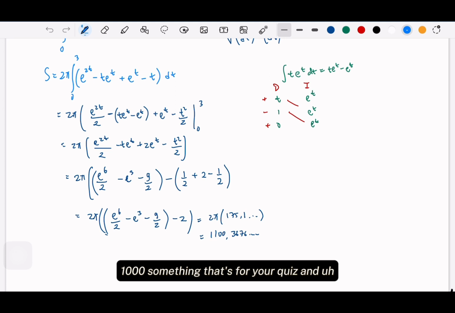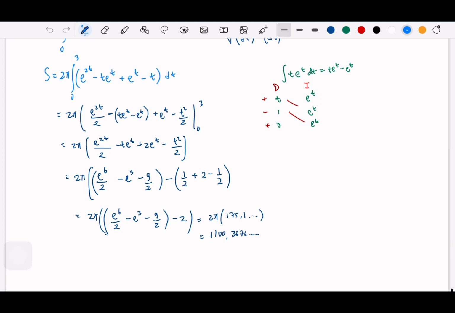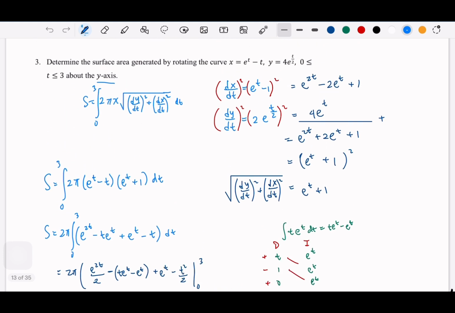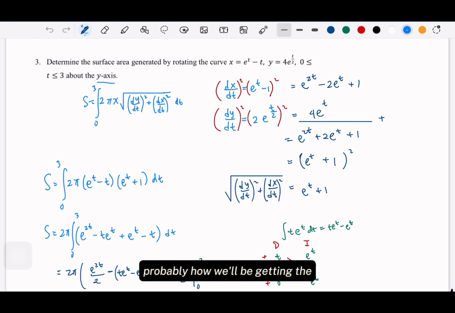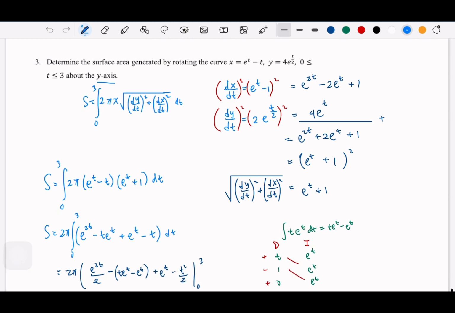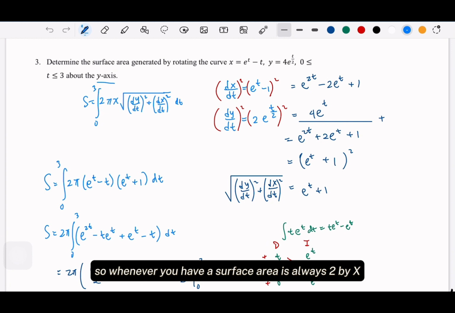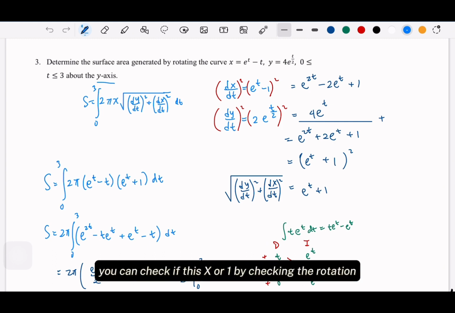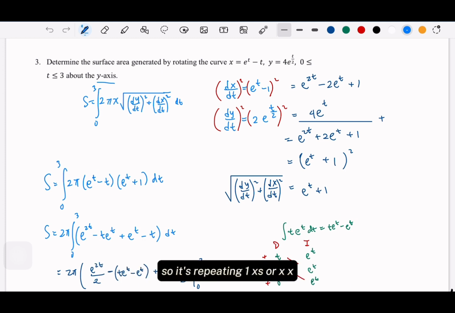And yeah, I think probably half of you got the formulation incorrect. So whenever you have a surface area, it's always 2 pi x times the arc length, or 2 pi y times the arc length. You can check whether it is x or y by checking the rotation, so whether it's rotating about the y-axis or x-axis.